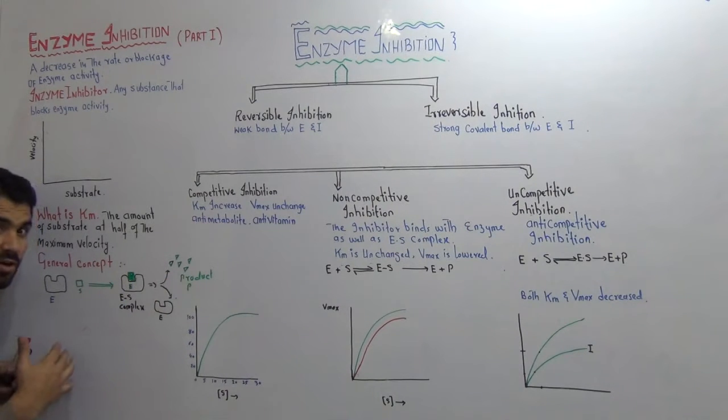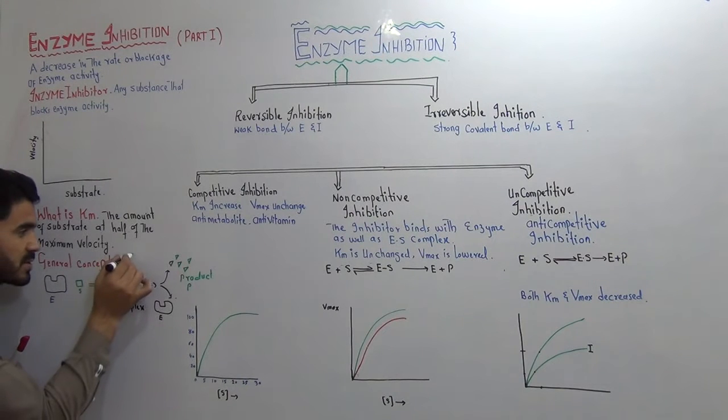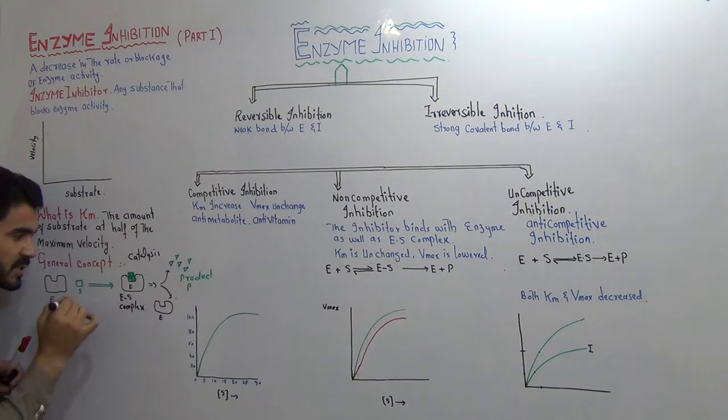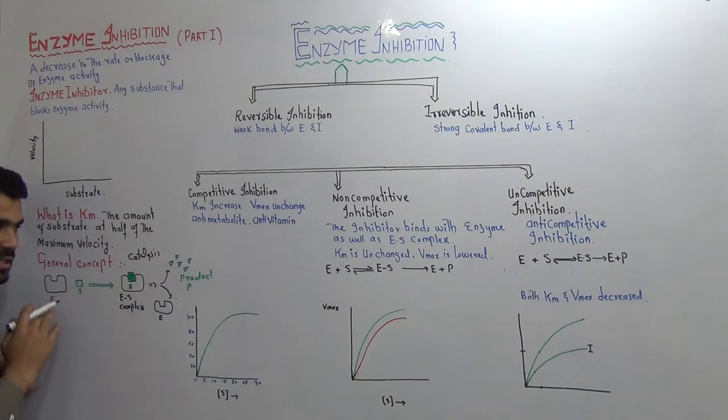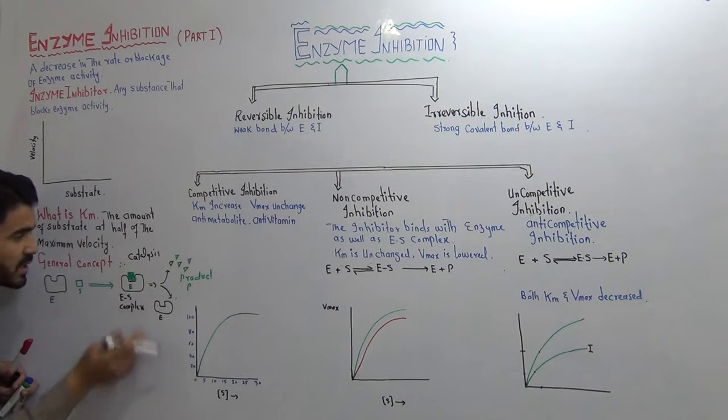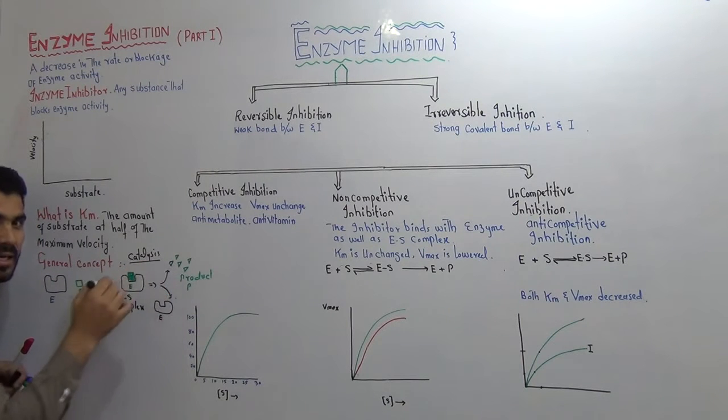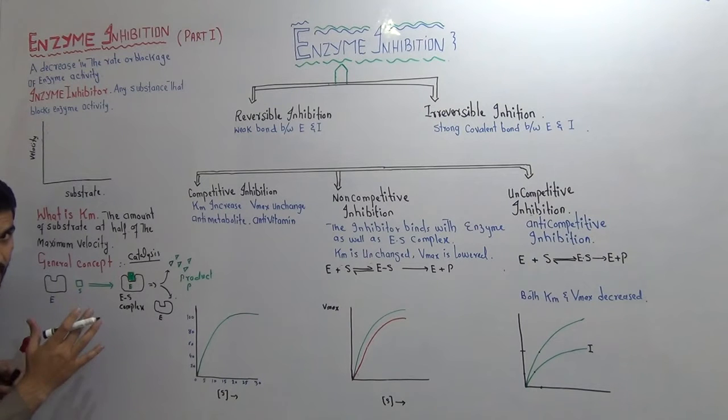This process is called catalysis. It means the substrate is broken down and converted into product. We say it is catalyzed. So catalysis is the reaction that normally takes place with the help of enzyme and substrate.